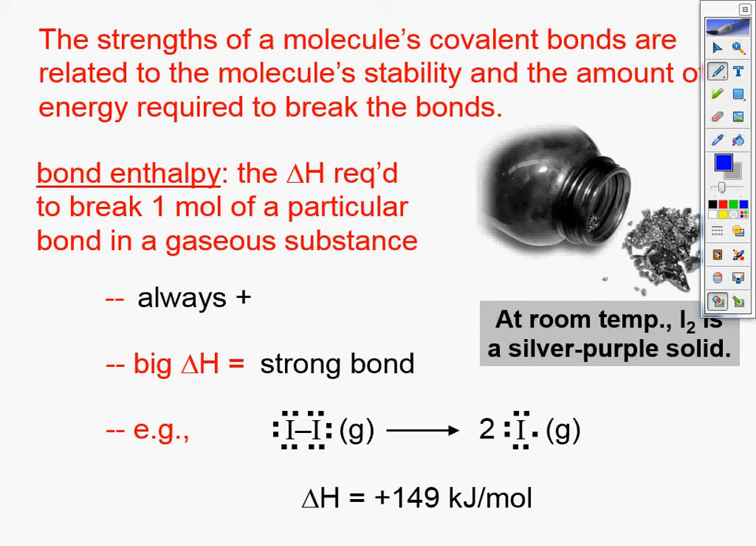All right. So, a little bit about bond enthalpy. We need to know that it's always going to be positive. A big delta H is going to be a strong bond. For example, this one, positive 149 kilojoules per mole, breaking down the I2 bond into two I.